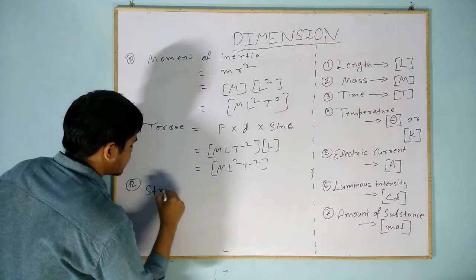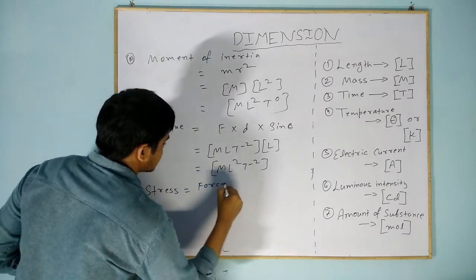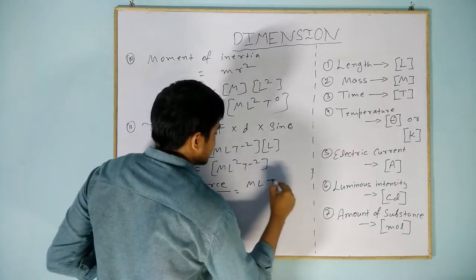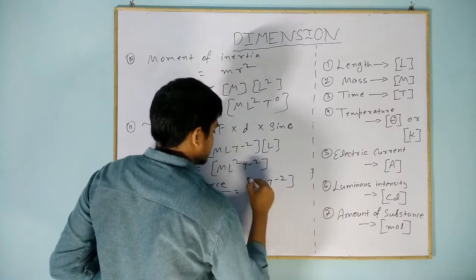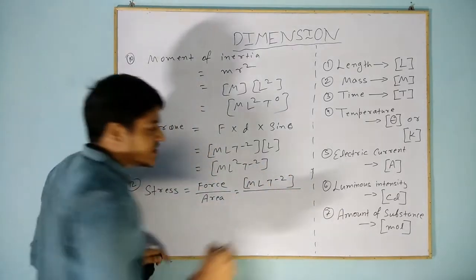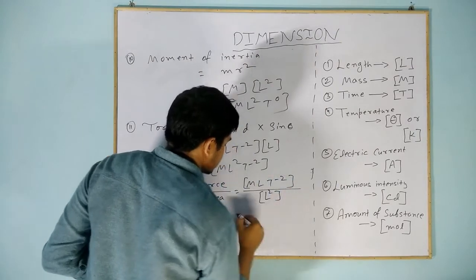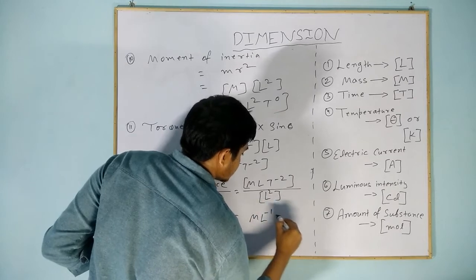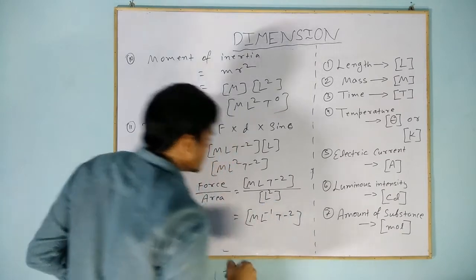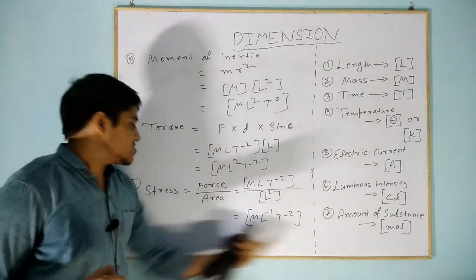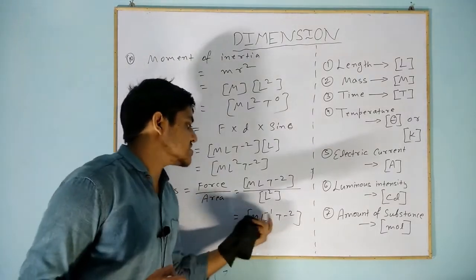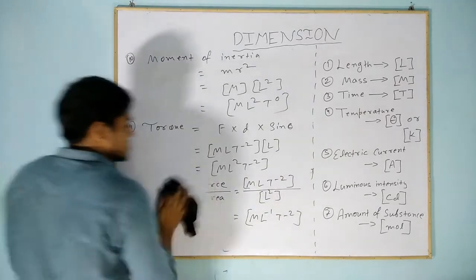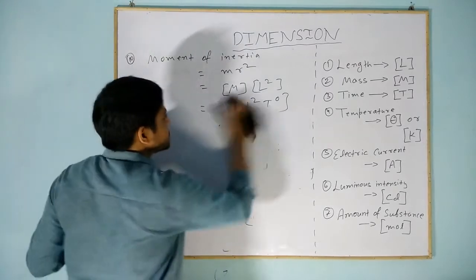Let's take stress. Stress is force upon area. Force has dimension M L T raised to the power minus 2 upon area. Area is a square of a length. So the dimension of stress came out to be M L raised to the power minus 1 T raised to the power minus 2. Right? This is the dimensional formula of stress, and we would say 1 in mass, minus 1 in length, and minus 2 in time are the dimensions of stress. Let's find the dimensions of few other physical quantities.